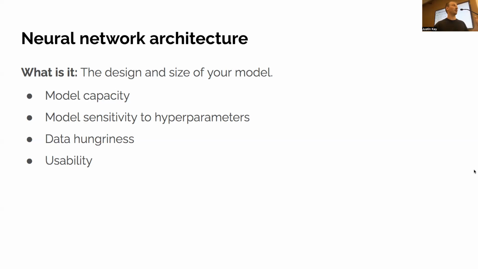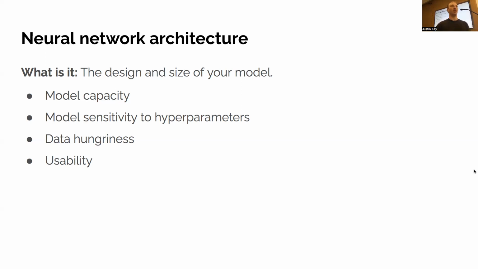Data hungriness is the same thing. So the transformer models need a lot of data. And then usability. A lot of the most recent, fanciest models are slow. You're not going to be able to deploy them in a cost-effective way or fit them on an edge device or whatever you might want to do. And they're also less supported in terms of code.